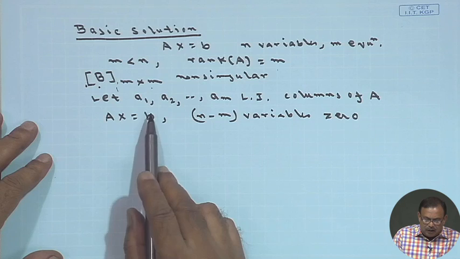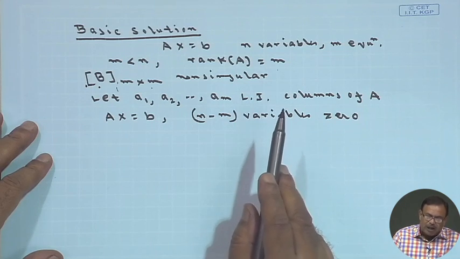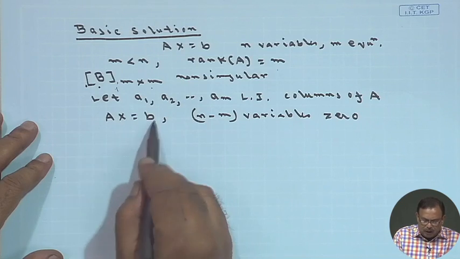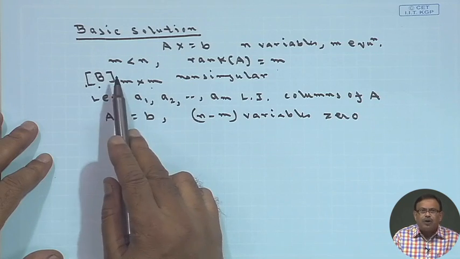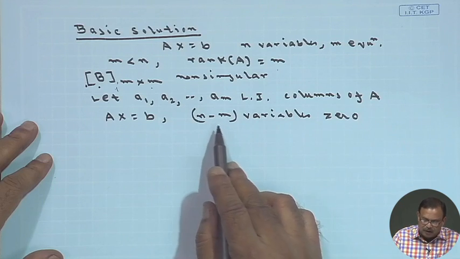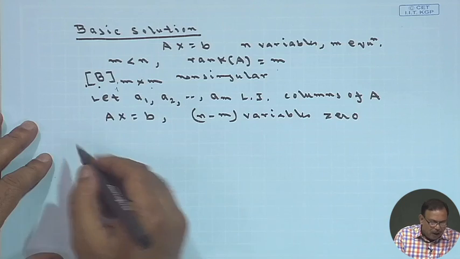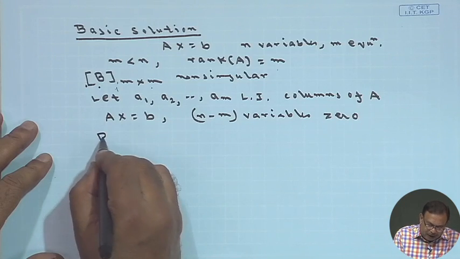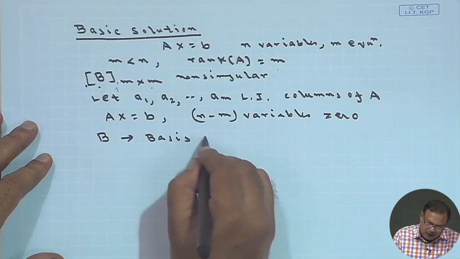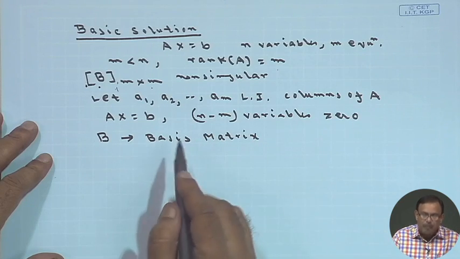So linearly independent columns are there. I have m decision variables in the matrix from where I can obtain the solution of those decision variables, and the remaining variables we will make n minus m. So this matrix B we call the basis matrix. This matrix B is known as the basis matrix.